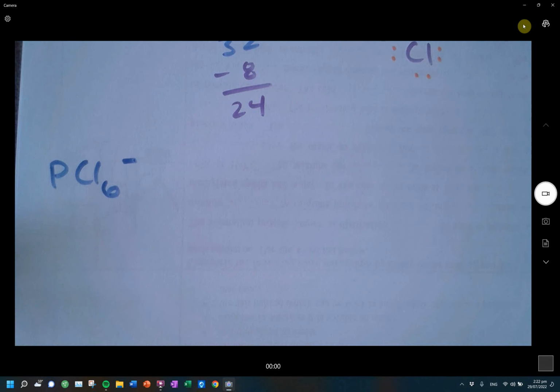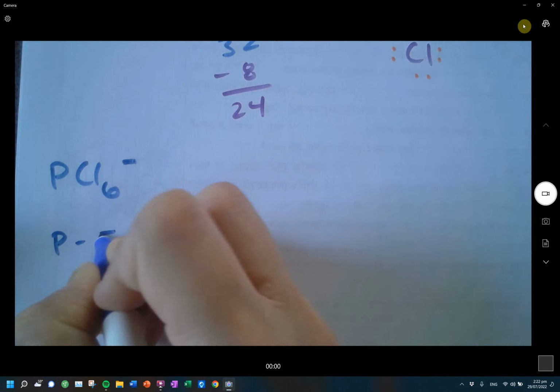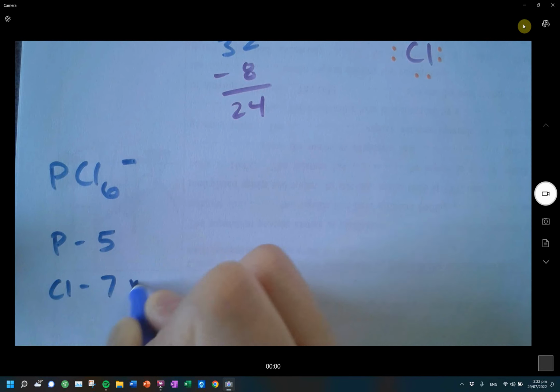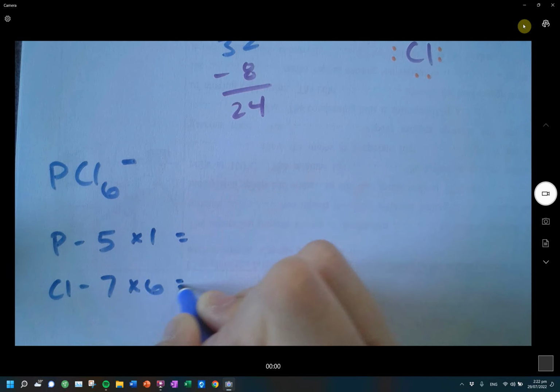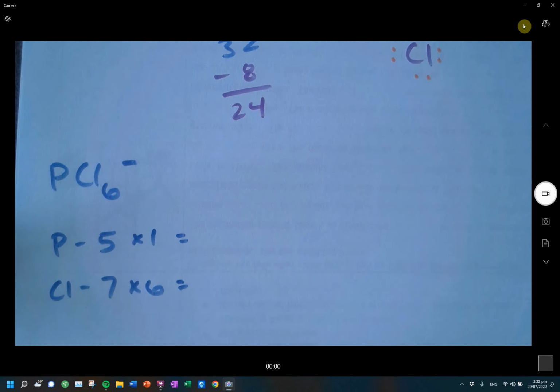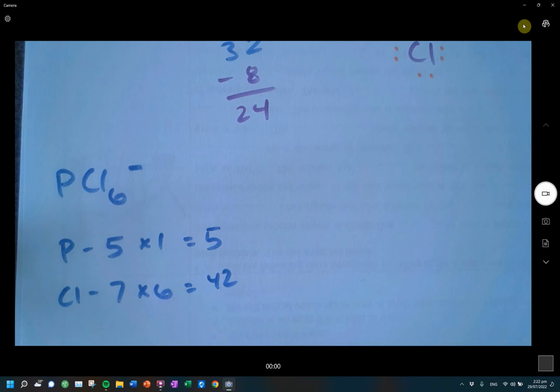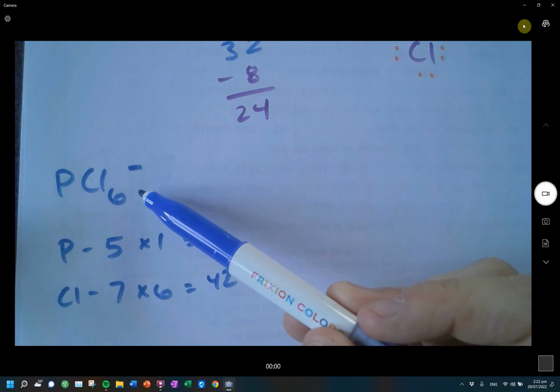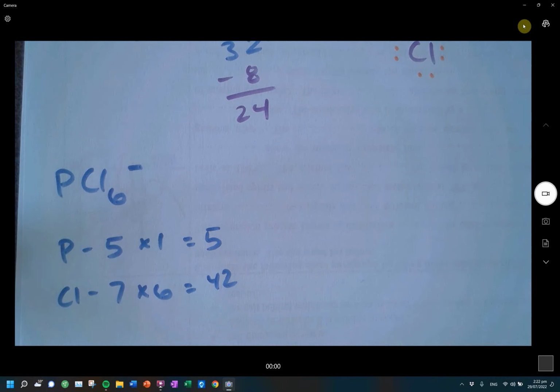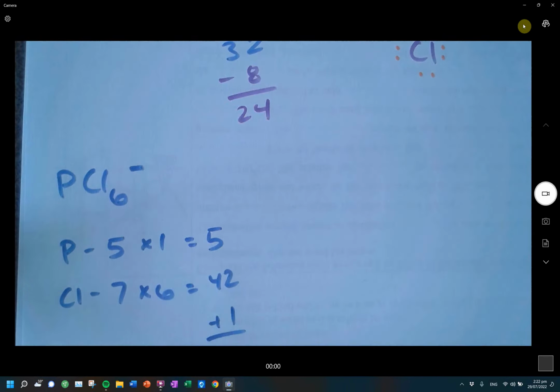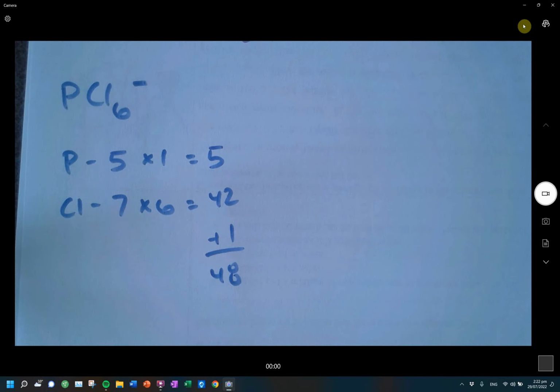You do the same working as you would before. You look up phosphorus, that one has 5. You look up chlorine, that one has 7. You multiply it out just the same way that you would do. So that's 5, and that's 42. The thing you have to remember is that since this is an ion, you're going to add an extra electron because it's negatively charged. If it was a positive ion, you would take one of the electrons away. So I'm adding an extra electron for that negative charge there. So that actually gets me up to 48 electrons.